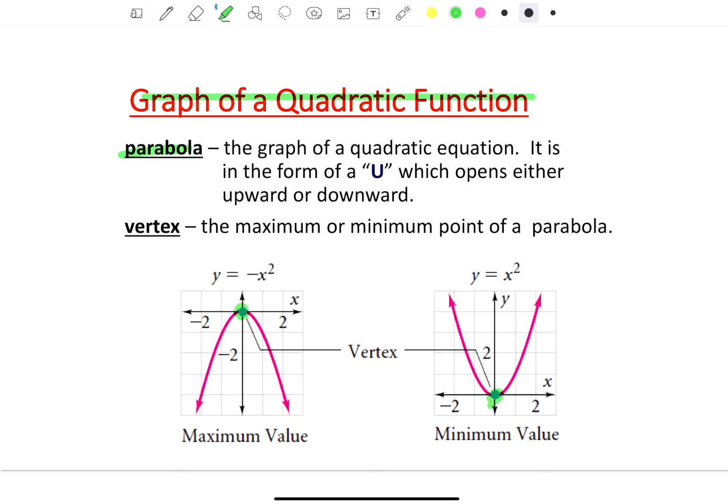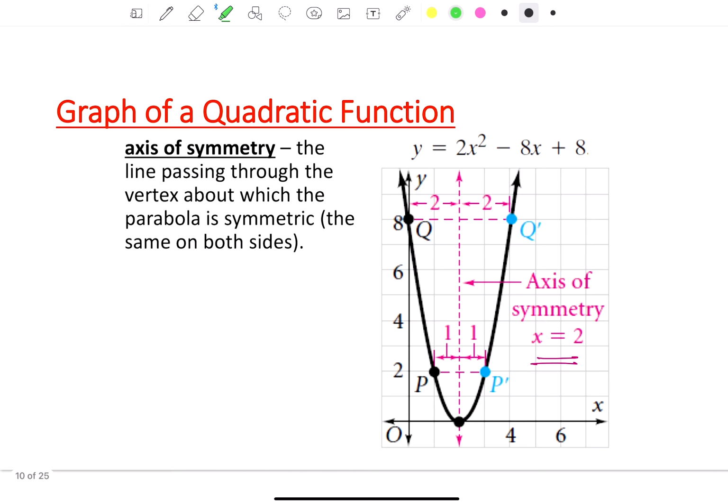Graph of a quadratic function looks like a parabola. It's a U-shaped graph. The highest point or the lowest point on the parabola is called the vertex. Axis of symmetry is the line drawn exactly in the middle of the graph that passes through the vertex. It's a vertical line that passes through the vertex. If we fold the parabola along this line, we get two congruent parts.